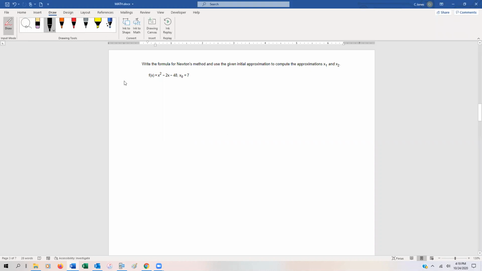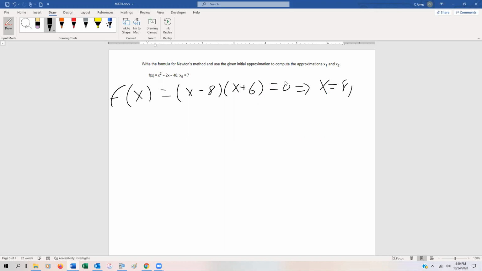Now, this is a pretty silly problem to use Newton's method on. And the reason being is because, well, we could just factor this. This could factor into x minus 8, x plus 6, equals 0. And that would yield the solutions x is 8 and negative 6. All right, so there's no real reason for us to use Newton's method on this particular problem. But because we know the solutions, well, let's see what Newton's method does.